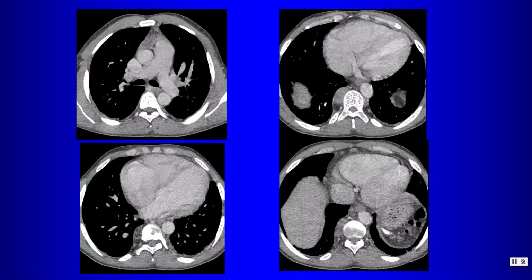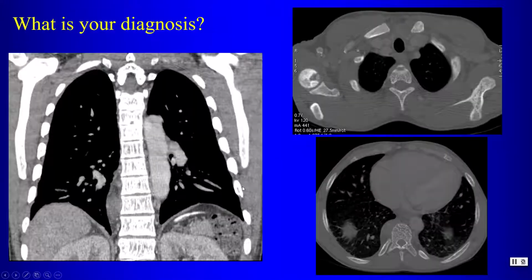Again, if you don't get the history of sickle cell, seeing these findings will tell you that the patient has some sort of underlying hematologic disease like sickle cell, if you happen to notice the autosplenectomy and also these changes, the bony changes, the sclerotic bones.